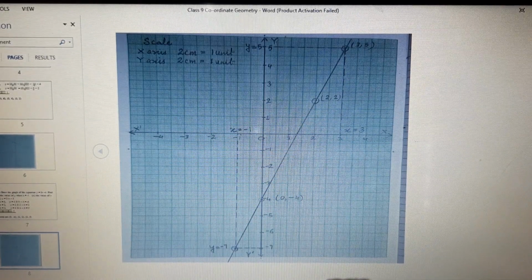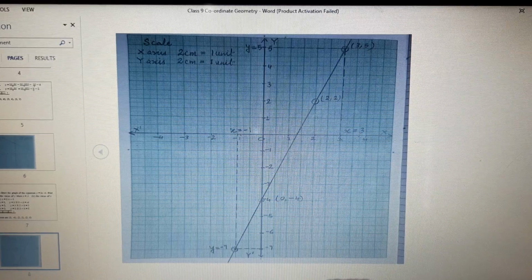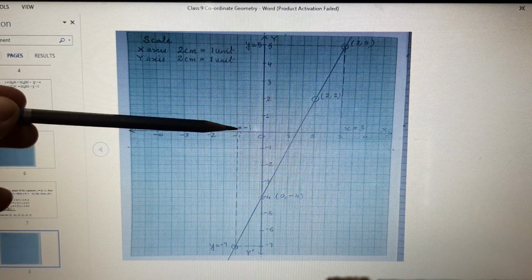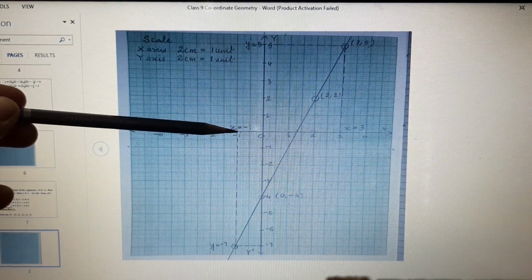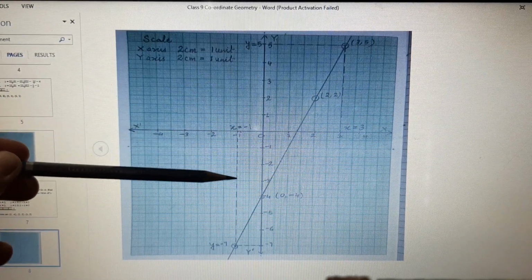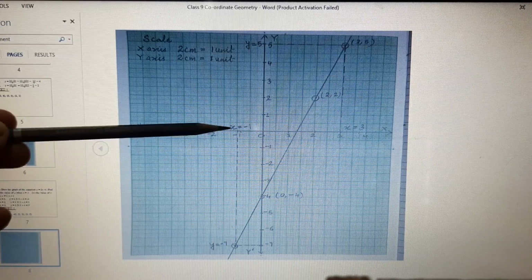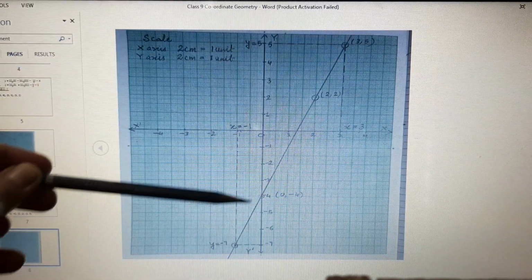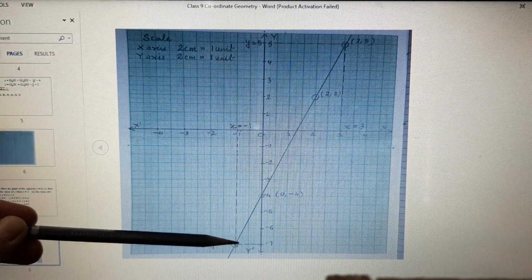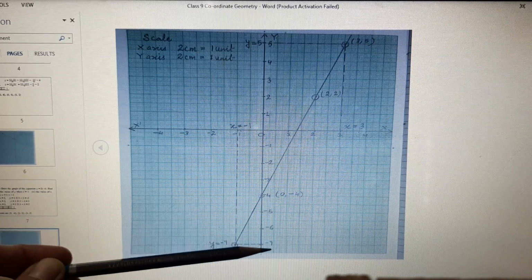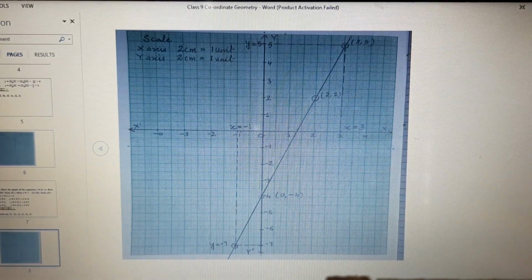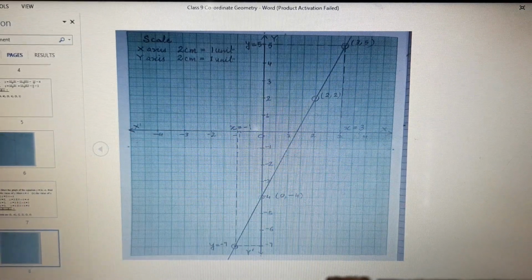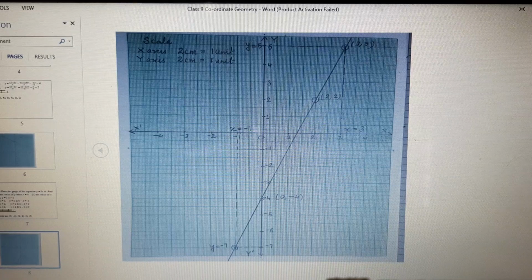Now they have said that if x is minus 1, then what is the value of y? So x is minus 1 is over here. This is the point of x equal to minus 1. We'll drop a perpendicular to the line. This perpendicular intersects the graph of the line at the point where y is minus 7. Are you getting it? So when x is minus 1, y will be equal to minus 7.